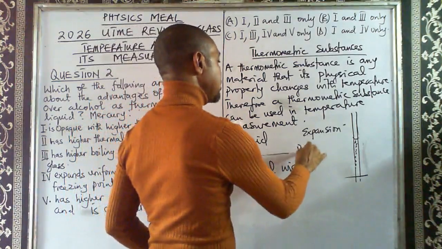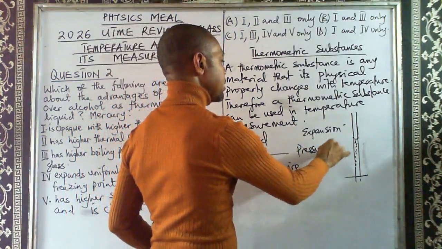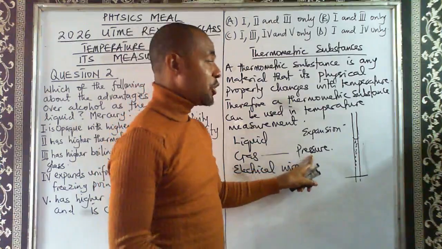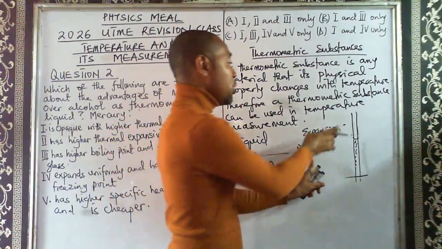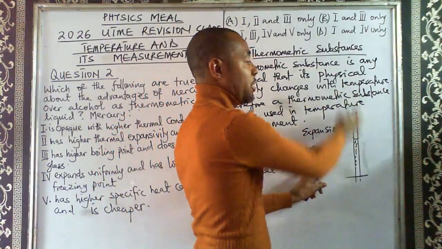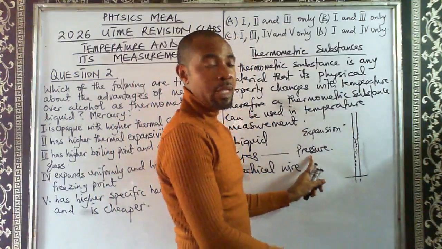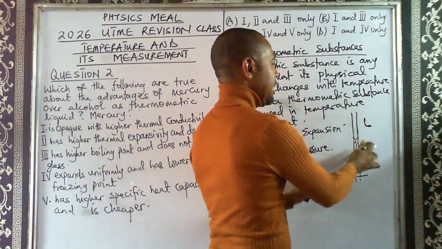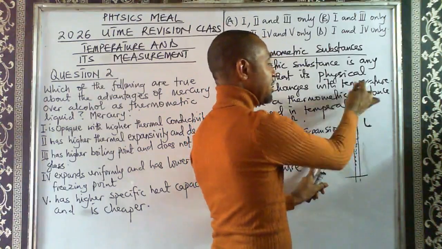Then we look at gas. The physical property of gas that we consider as the basis of temperature measurement is the pressure of the gas. Remember, we say in liquid it is the expansion of the liquid in a tube, and that expansion we can easily measure by considering the length of the liquid as it rises or drops.